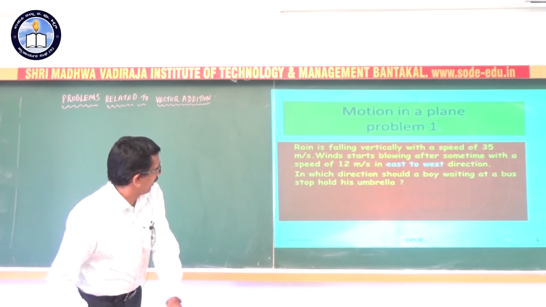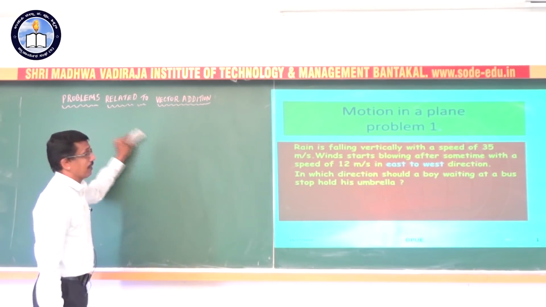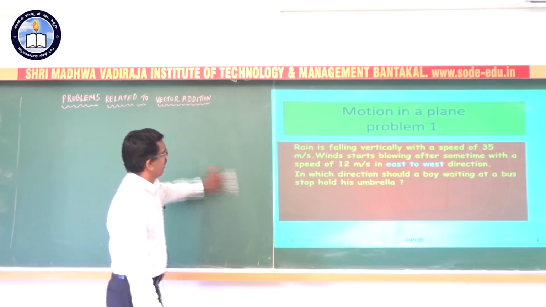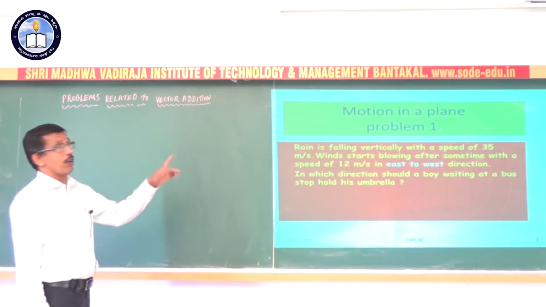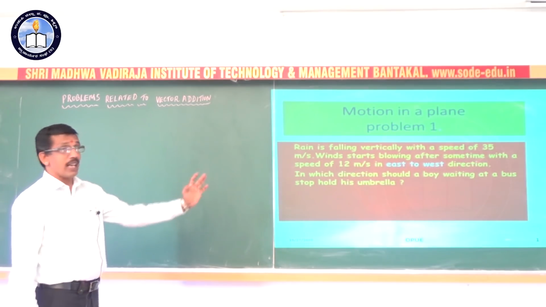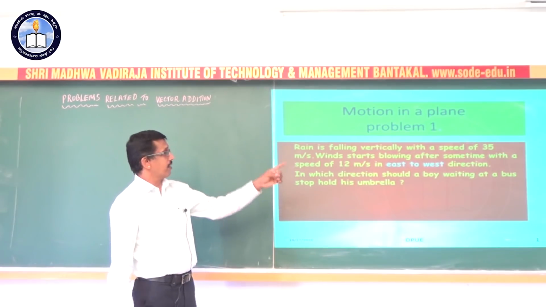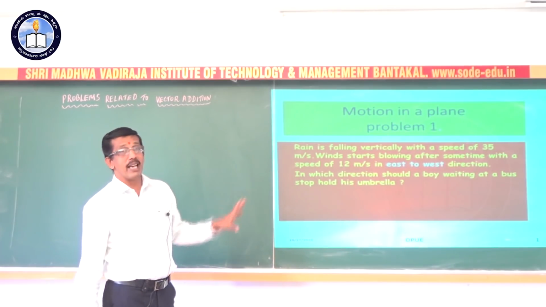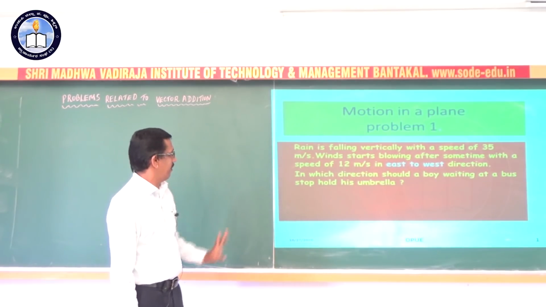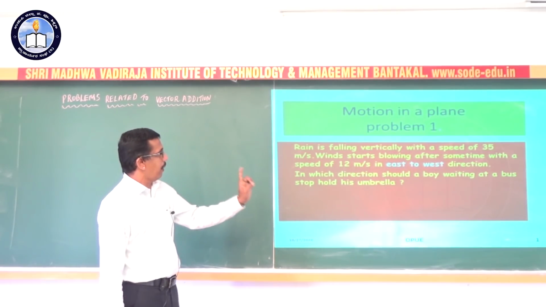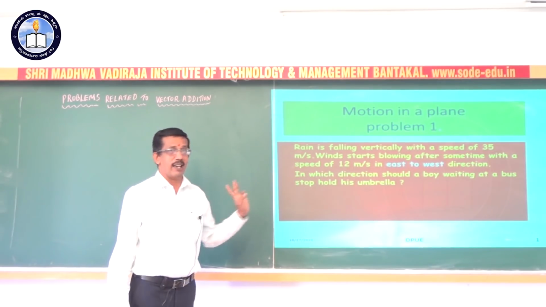Rain is falling vertically with a speed of 35 meter per second. At the same time, wind starts blowing after some time with a speed of 12 meter per second in east to west direction. In which direction should a boy waiting at a bus stop hold his umbrella?